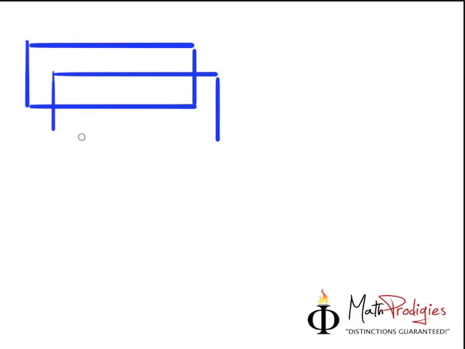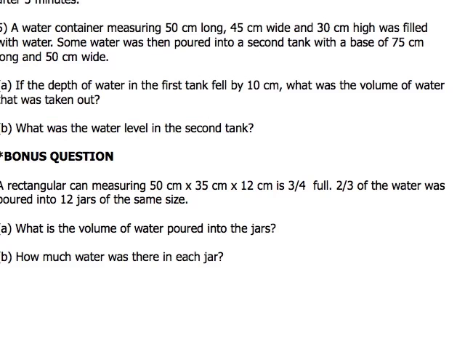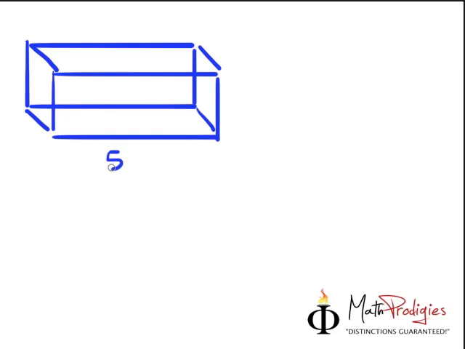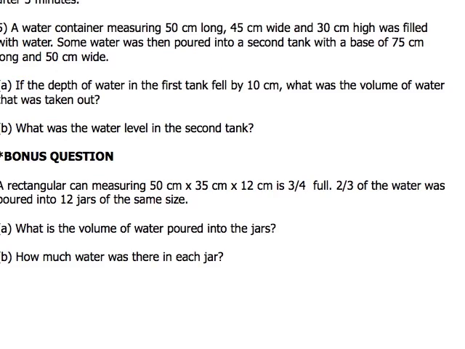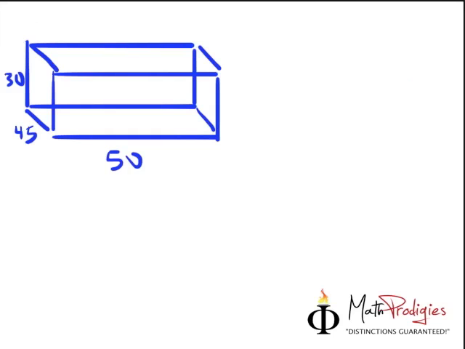So what is it again? 50 cm long, 45 cm wide, and 30 cm high. So 50 by 45 by 30. Am I right? 50 length, 45 wide. And why am I taking so thoroughly? Because if I make a mistake, the base area will be different.